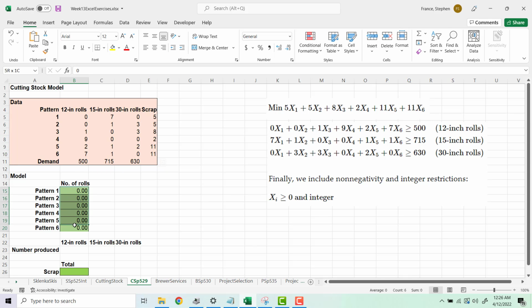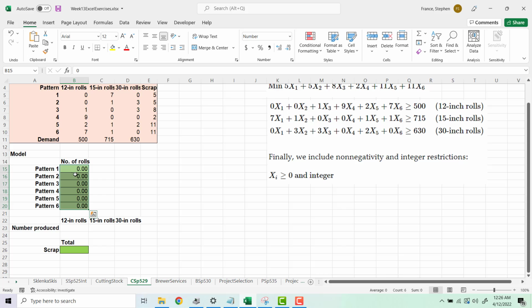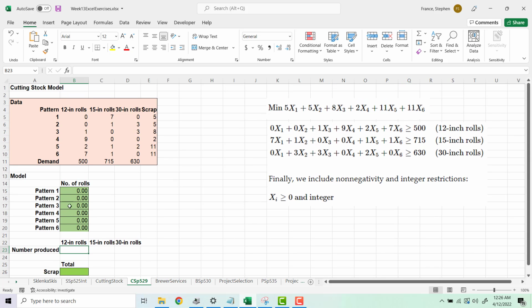These are our decision variables here: the number of rolls, and these rolls are actually going to be integer variables. But we will play around. We'll do a non-integer solution first, and then we'll do an integer solution. So the number of 12-inch rolls produced is each of these patterns multiplied by the number of rolls for the pattern.